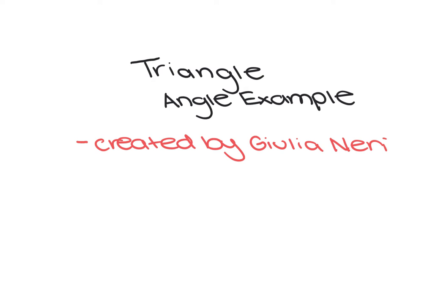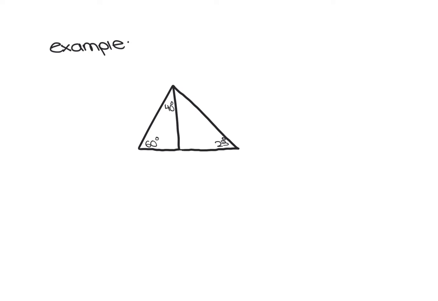This is the example I will be using. The goal of this problem is to find these three angle measures right here. I will call these angles X, Y, and Z. So starting off, we can see that there are two triangles right here.